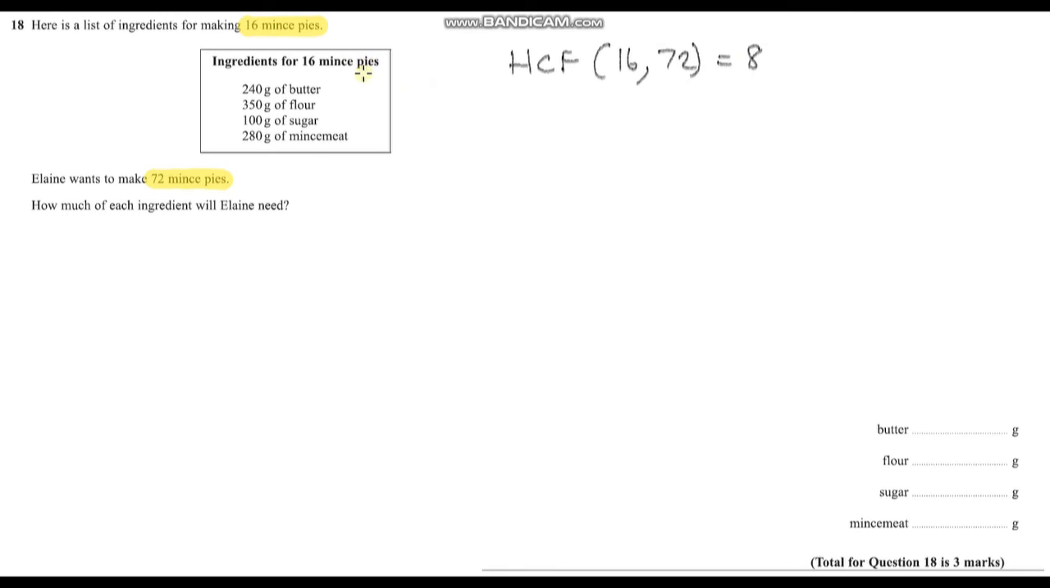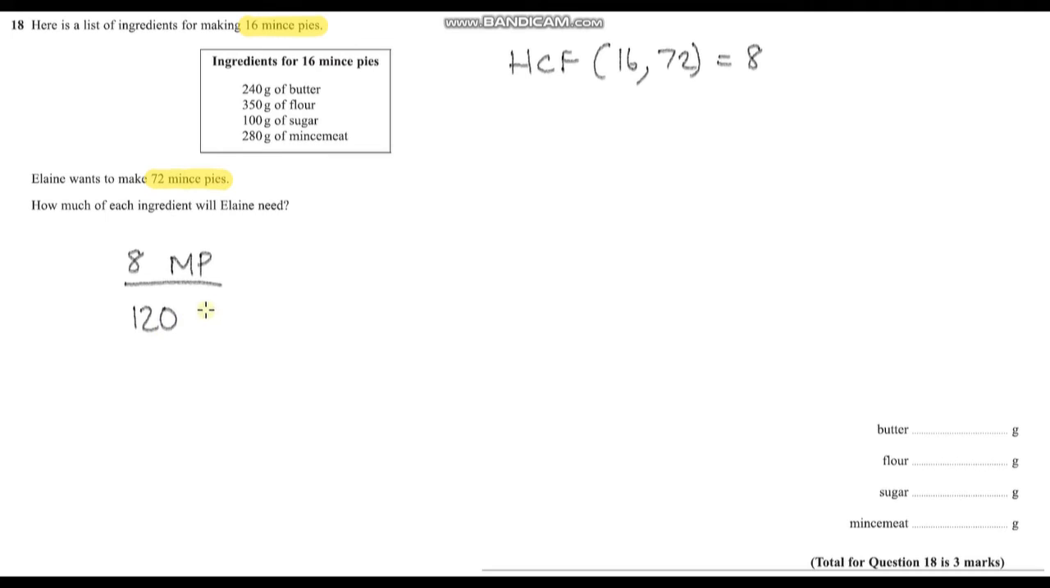What we can do is we can work out the ingredients for 8 mince pies and then just multiply it by 9 to get 72. So let's write this down here. So for 8, I'm just going to put MP for 8 mince pies. So for 8 mince pies, how much butter do we need? Well, we're just halving everything, because to go from 16 to 8, we just divide by 2. So we're going to half everything.